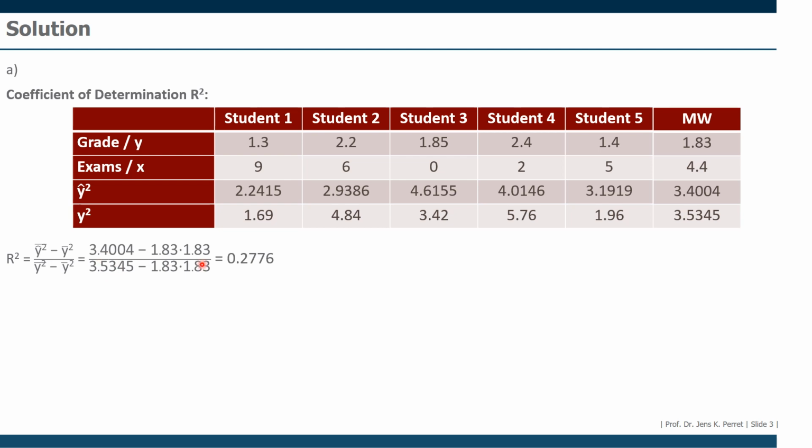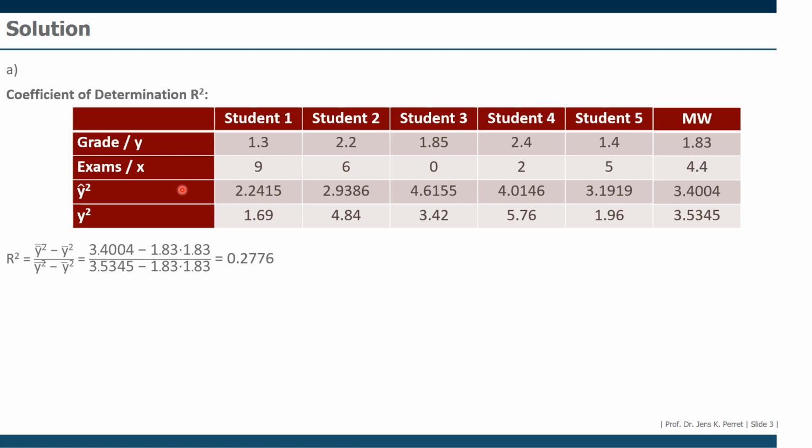Well, if we are going to calculate this, we get as a result 0.2776. That's then our r squared. That's our coefficient of determination. This tells us that our model can explain roughly 27.76% of the variance in Y.